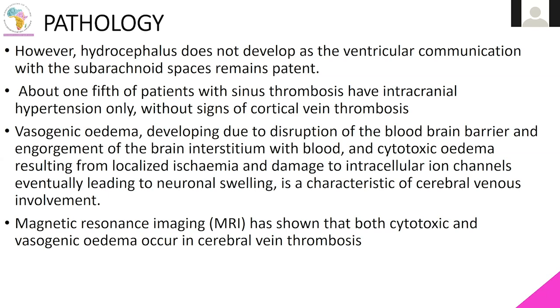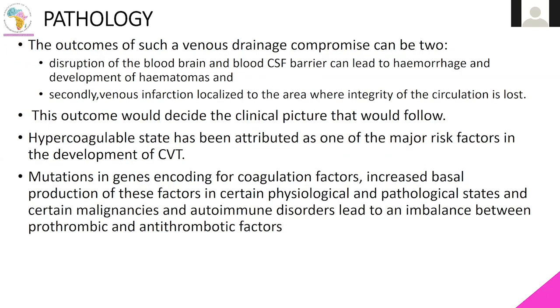Vasogenic edema developing due to a disruption of the blood-brain barrier and engorgement of the brain interstitium with blood, and cytotoxic edema resulting from localized ischemia and damage to intracellular ion channels, eventually leading to neuronal swelling, are characteristic of cerebral venous involvement. Magnetic resonance imaging has shown that both cytotoxic and vasogenic edema occur in cerebral venous thrombosis.